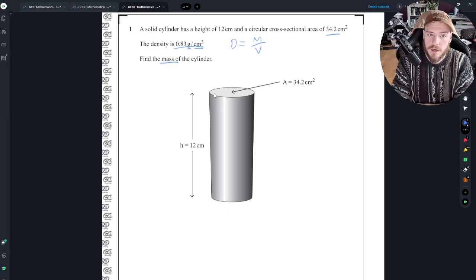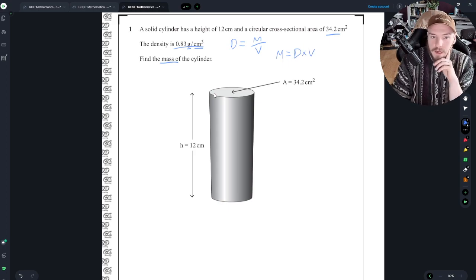Now we're looking to find the mass of the cylinder, so we want m by itself. The volume is dividing m on this side of the equation. If we move the volume over to the other side, since it's dividing on this side, it'll multiply on the other side. Then our mass will be equal to density multiplied by volume.